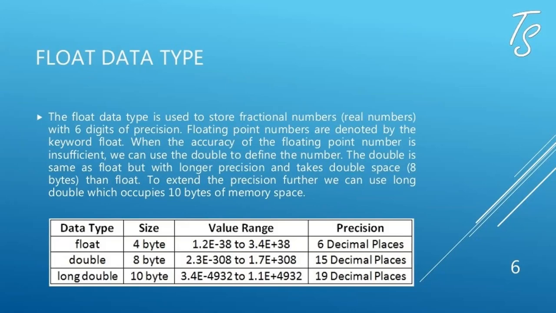As you can see, for the float data type we have a storage size of 4 bytes. When you come to double, it has a size of 8 bytes and the precision also increases. For float, the precision is 6 decimal places. For double, we have 15 decimal places, and for long double, which has a space of 10 bytes, the precision can go up to 19 decimal places.